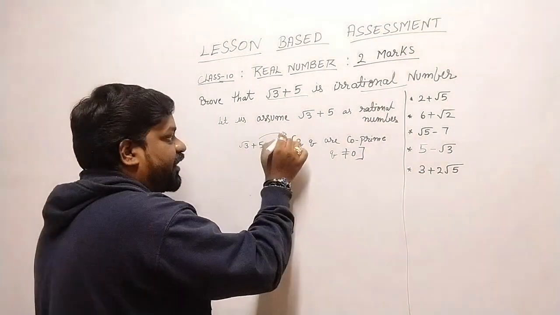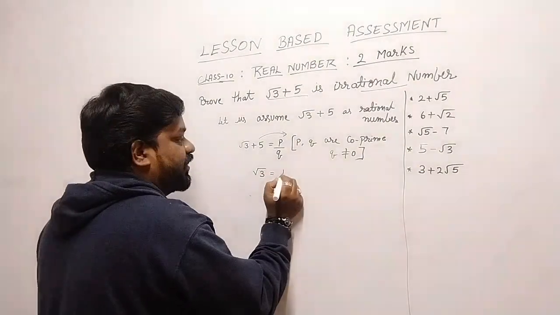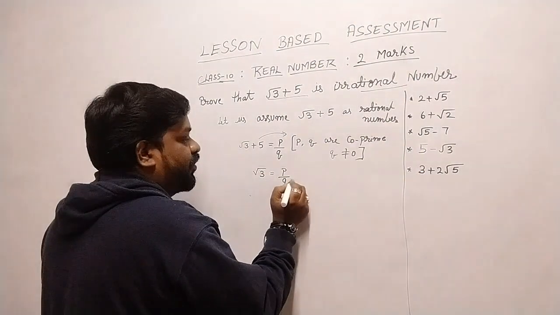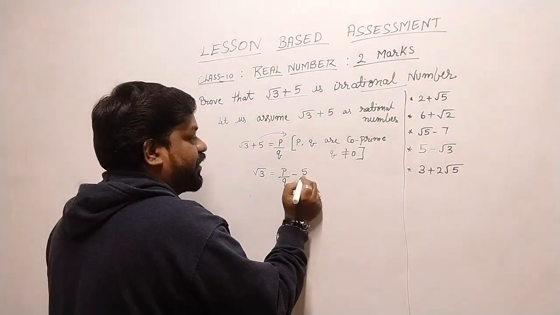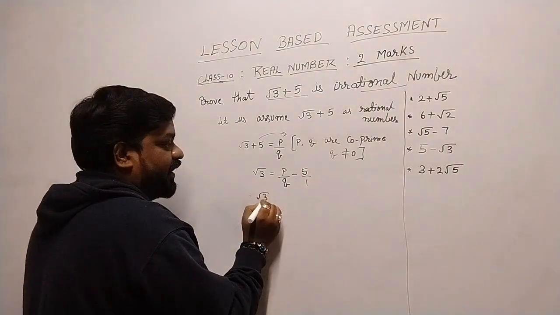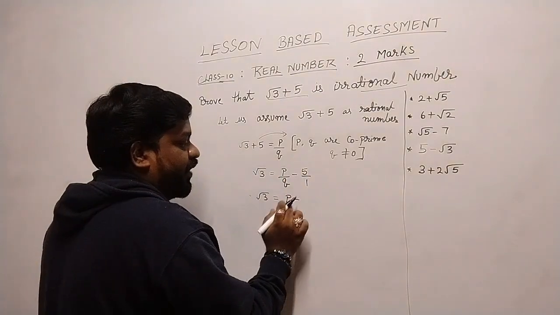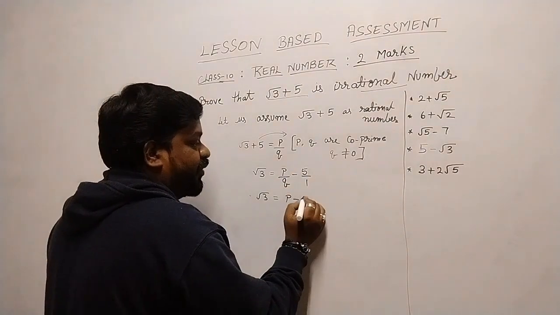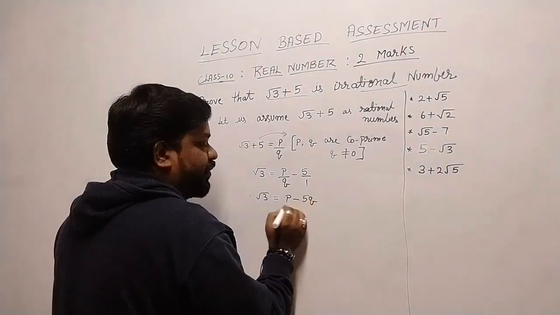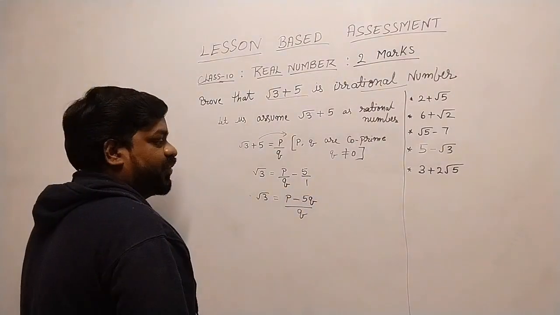Now shift this 5 to the RHS. We will get root 3 equals p by q minus 5. Since the denominators are different, take an LCM. We can write it as p into 1, p minus 5 into q, that is p minus 5q, divided by q into 1, q.